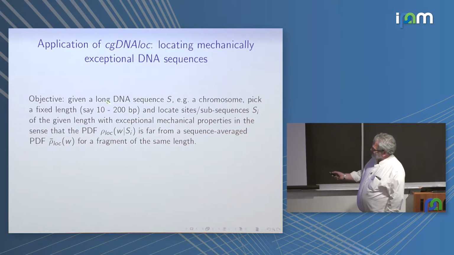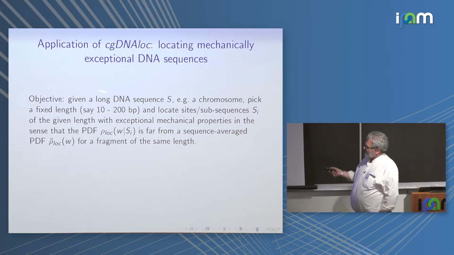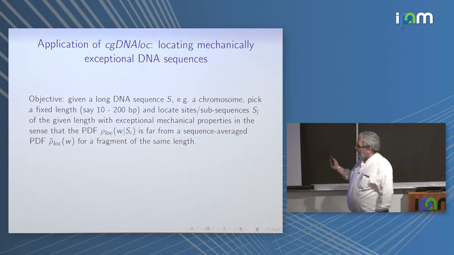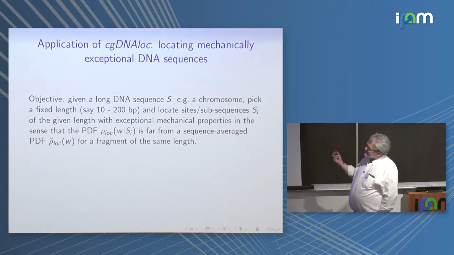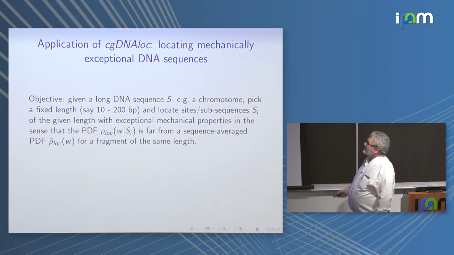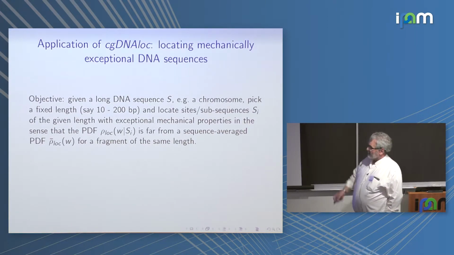Given a big long sequence, this is 10 to the 5, 10 to the 8th base pairs, pick a fixed length. It's up to you which length you pick. CTCF was a 19 base pair binding site, so you'd pick 19. I'm going to show you some examples for 10, but you pick a fixed length, then you want to locate sites, that is subsequences SI of the given length with exceptional mechanical properties.